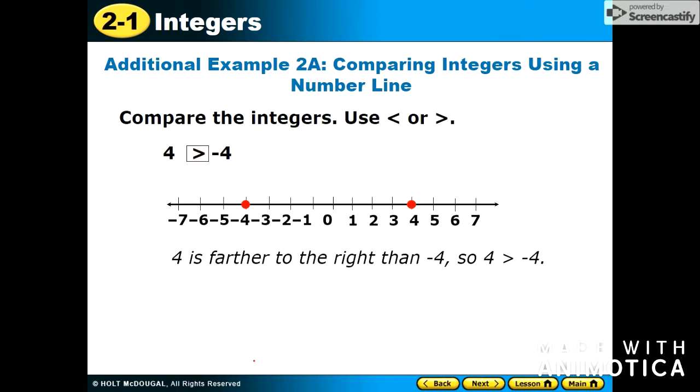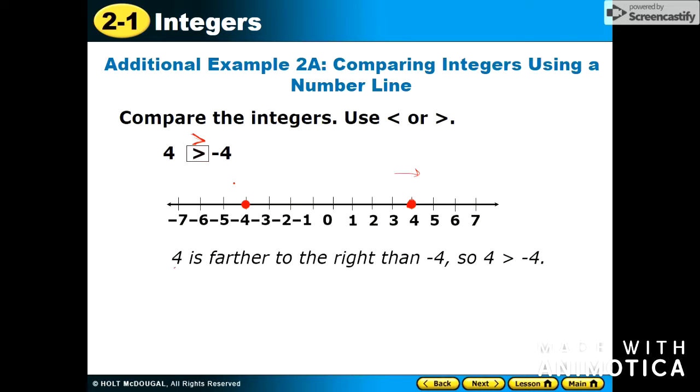Okay, 4 is farther to the right than -4. Whichever number is farther to the right, in this case, it's 4. The numbers further to the right are greater than numbers further to the left. And don't forget when you're making your sign here that Pac-Man, or maybe you learned the alligator, eats the bigger number. So you're just pretending that this is the mouth eating the bigger number. So 4 is greater than -4.